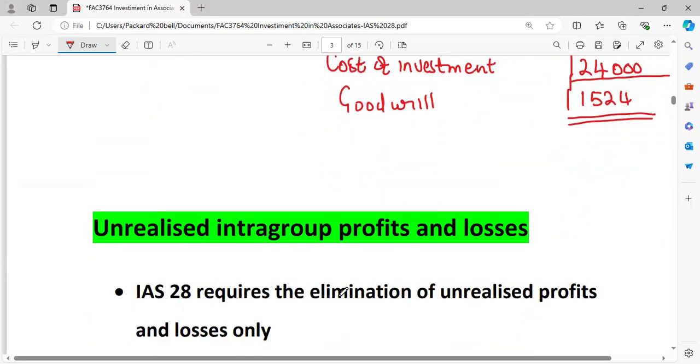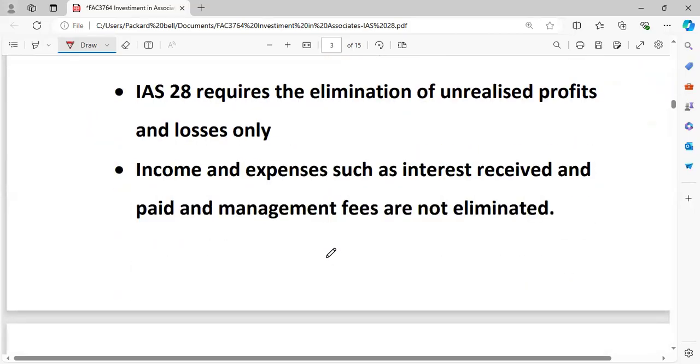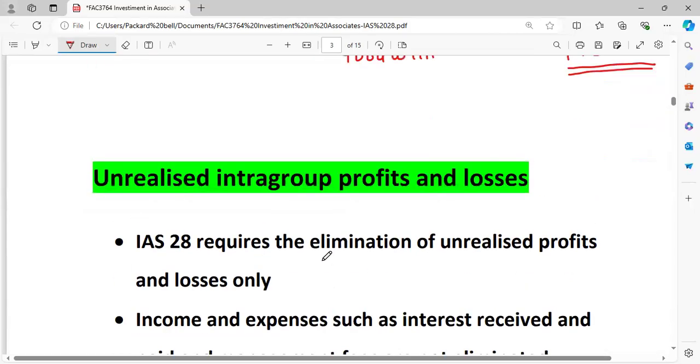Right, let's look at unrealized intra-group profits and losses. I want us to look at this carefully. Remember, in International Financial Reporting Standard, there's something that is missing here. Okay, I think they included them here.